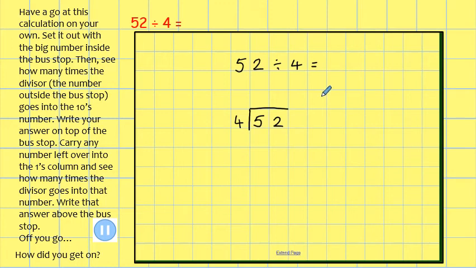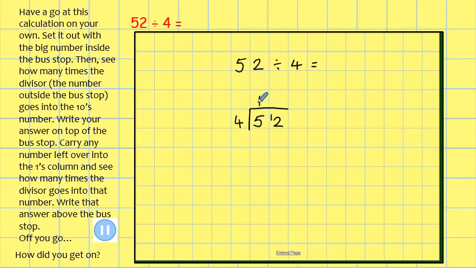divided by 4. So the first thing you should have done was look at the tens number. How many times can I fit this number into this number? So I've got 5. How many times does 4 go into 5? That's right, I've got one lot of 4 in 5 with one left over. And you should have put that one left over here into that ones column.